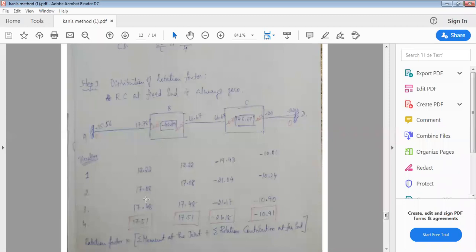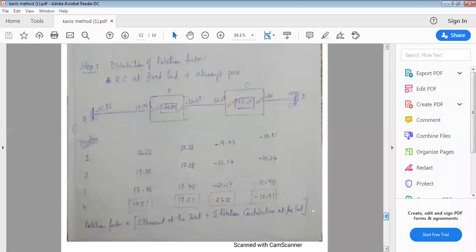And for intermediate points, how will you calculate? By using this formula: rotation factor into summation of movements at the joint plus summation of rotation contributions at far end. Okay. Here, I'll make a note. Just try to remember this summation of rotation contributions at far end. Okay. Here he has given summation.